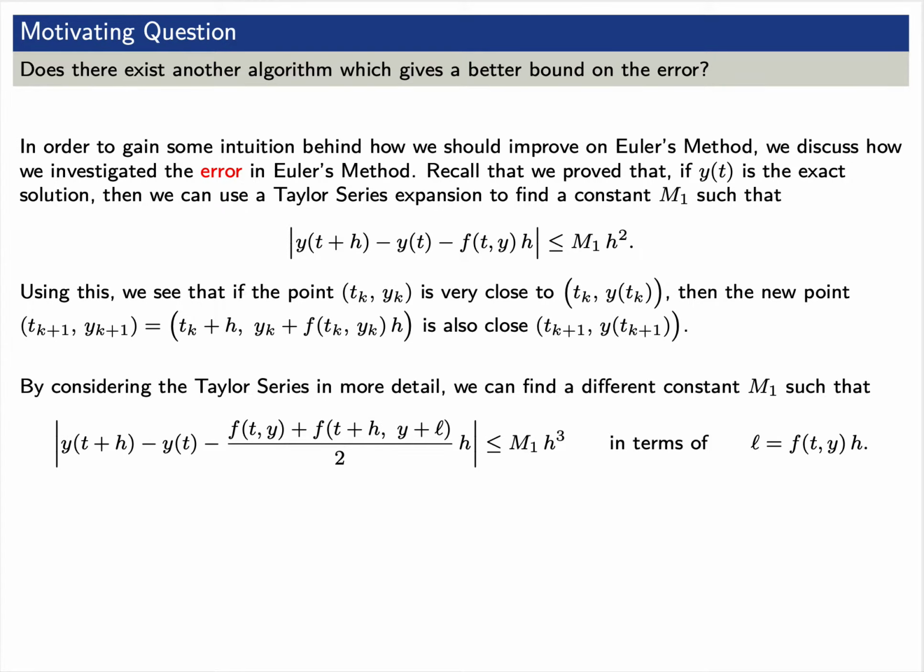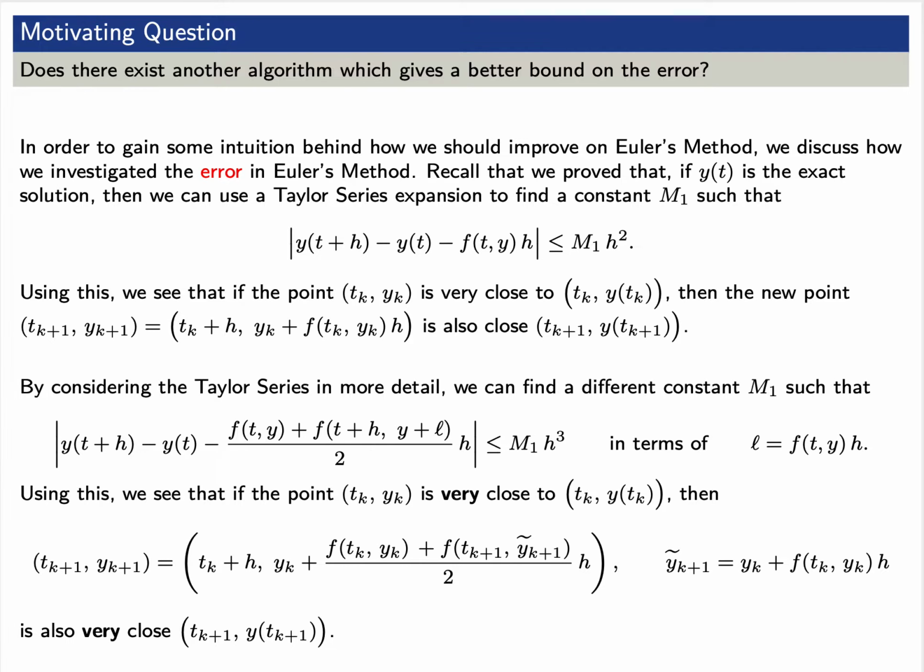By considering the Taylor series expansion in a bit more detail, we can find a different constant m1 such that we have the following inequality. In absolute value, |y(t+h) - y(t) - [f(t, y) + f(t+h, y+L)]/2 times h| is less than or equal to m1 times h cubed. Here, L is f(t, y) times h.